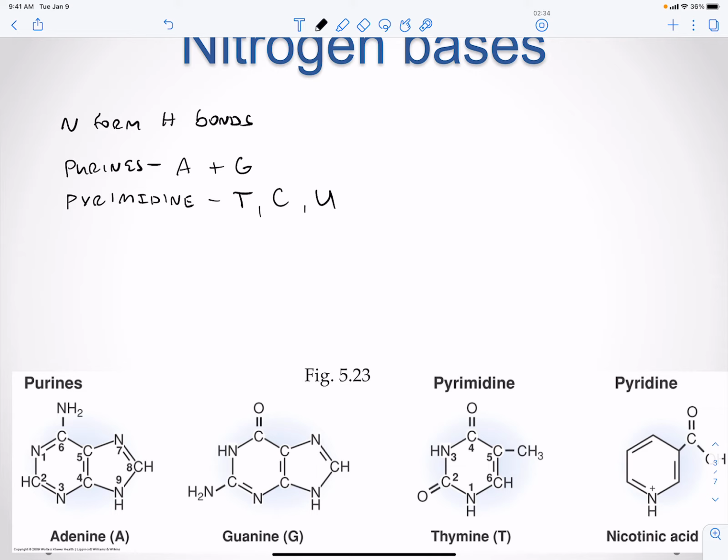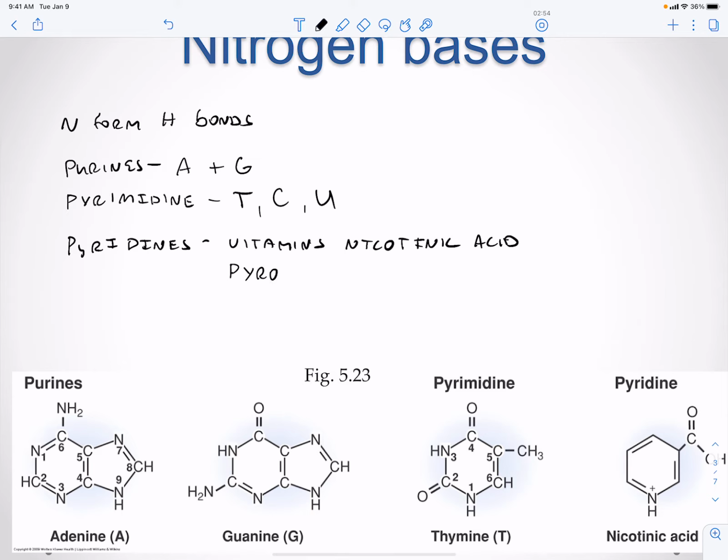And then we have our pyridines. And these are our vitamins, such as nicotinic acid and our pyridoxine, which is vitamin B6, the only water soluble vitamin that can be toxic. And of course, this comes from vitamin niacin.